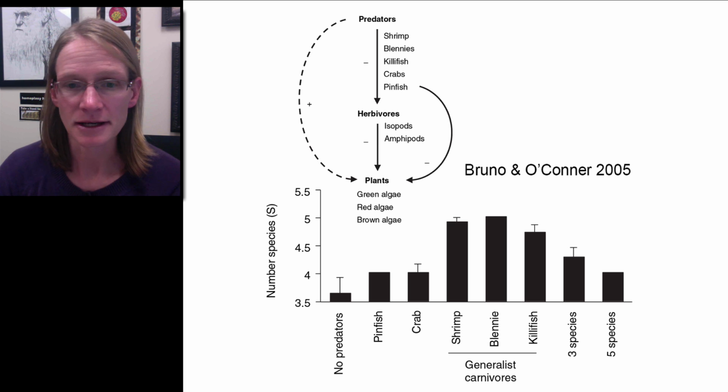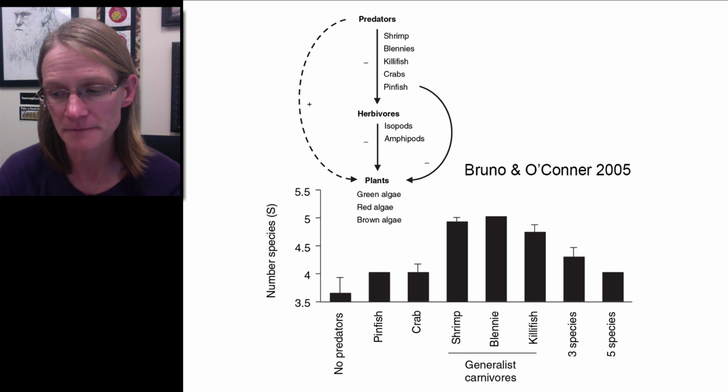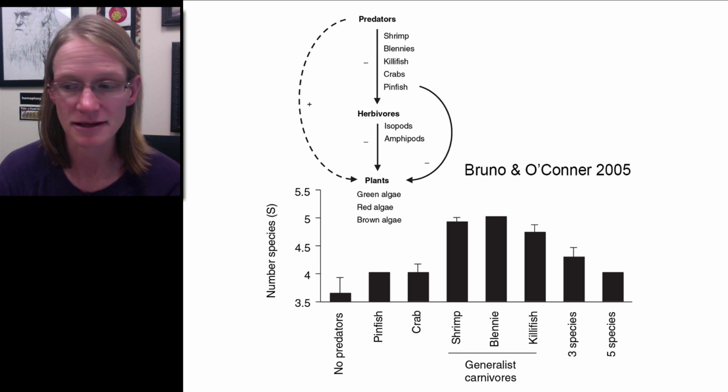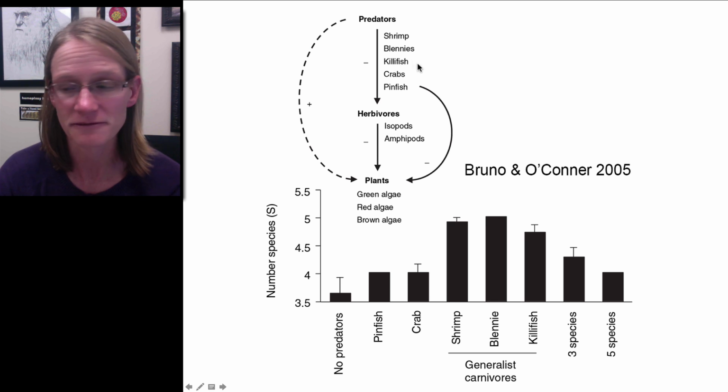So the third study was published by Bruno and O'Connor in 2005. For this particular study, the authors maintained several large fish aquaria outside in North Carolina. They were trying to simulate what it was like in the South Atlantic communities, where there are many different species of algae, some herbivores, and some fish.